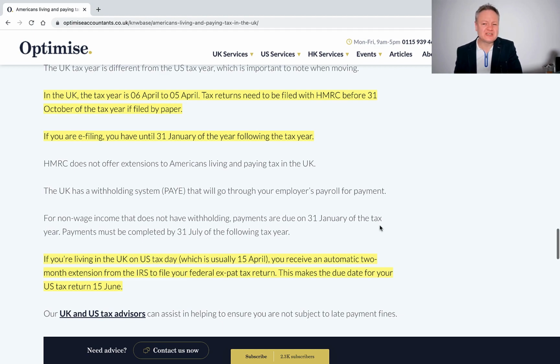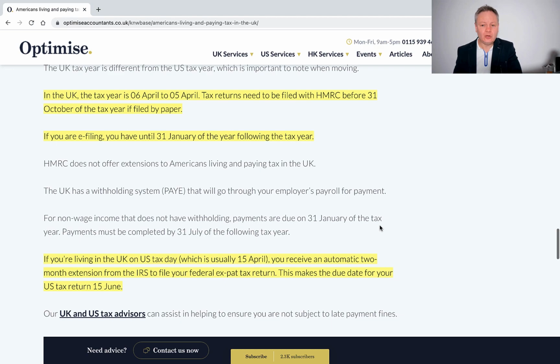HMRC. So we have a different tax system to the USA, whereby the tax year starts from the 6th of April to the following 5th of April, and your tax return needs to be submitted to HMRC electronically by the 31st of January the following year, and the tax liability also needs to be paid by the 31st of January. So that's really, really important.